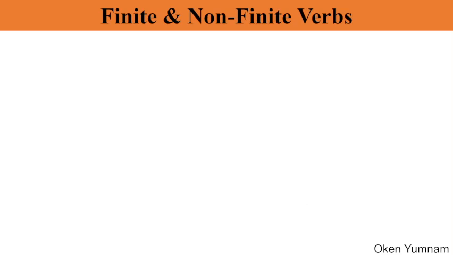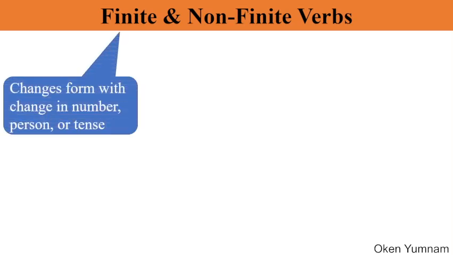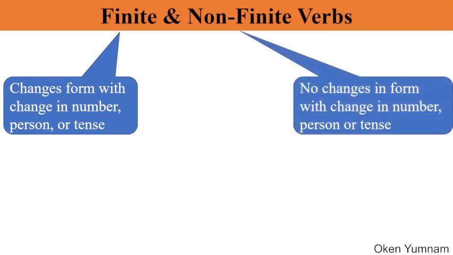And now let's come to finite and non-finite verbs. What are finite verbs? Finite verbs are verbs whose form changes when we change the number, person, or tense. If it is non-finite, it doesn't change its form when we change the number, person, or tense. That's the difference between finite and non-finite. Let's see examples here.